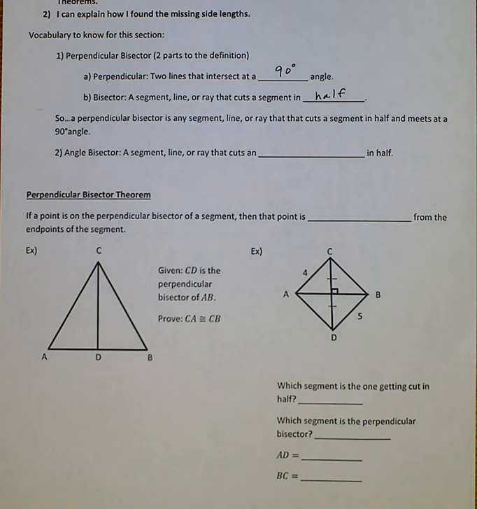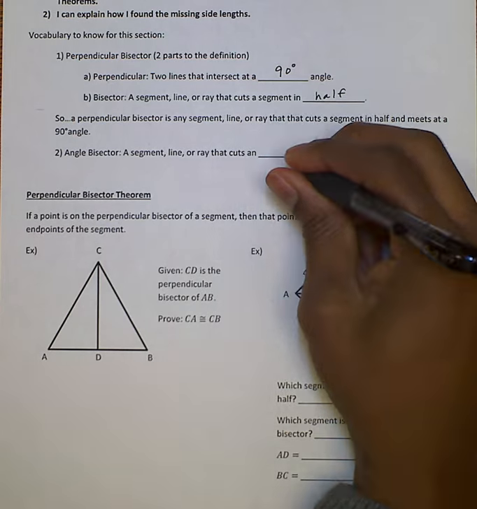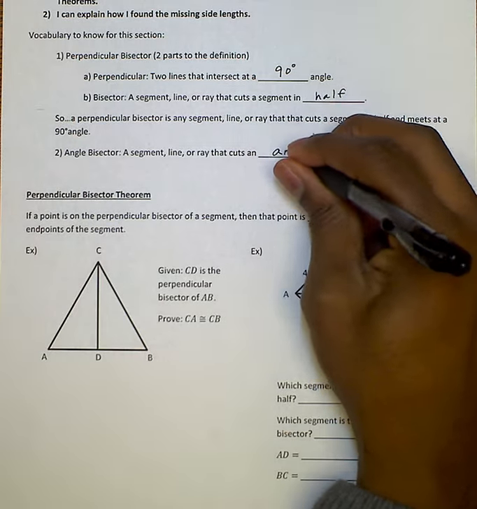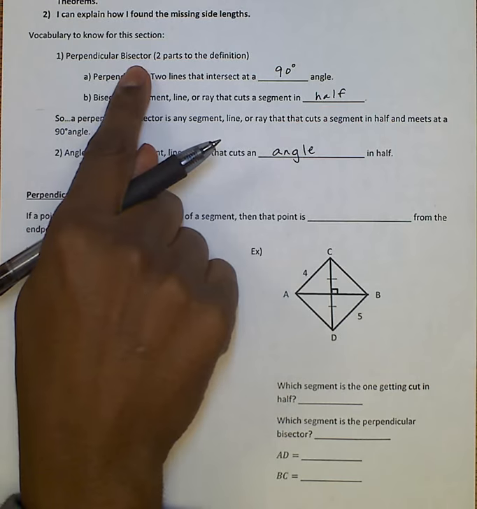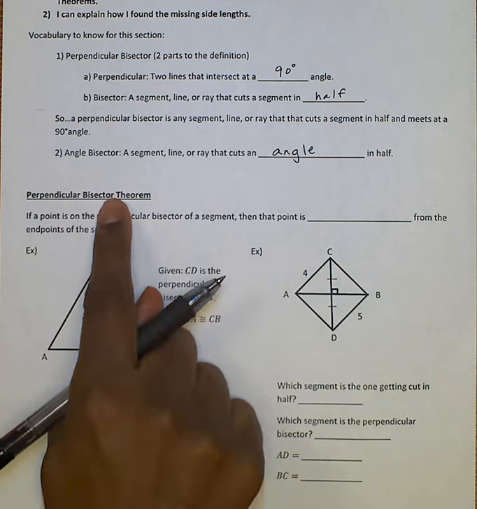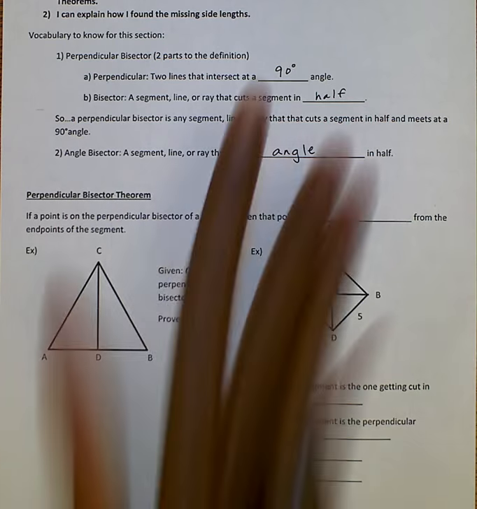An angle bisector is a segment, line, or ray that cuts an angle in half. Okay, so perpendicular bisector happens to a line, angle bisector happens to an angle. Okay, so there's the difference.